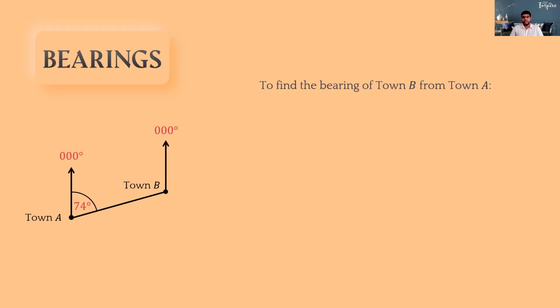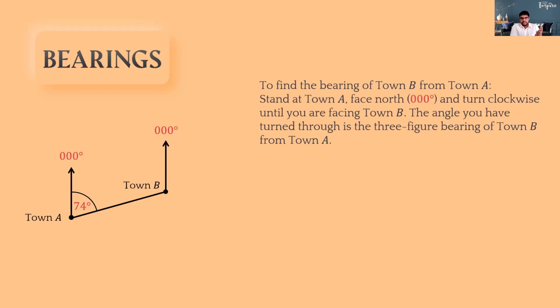What do you do? You stand at town A, face north and turn clockwise until you are facing town B. The angle you have turned through is the three-figure bearing of town B from town A.